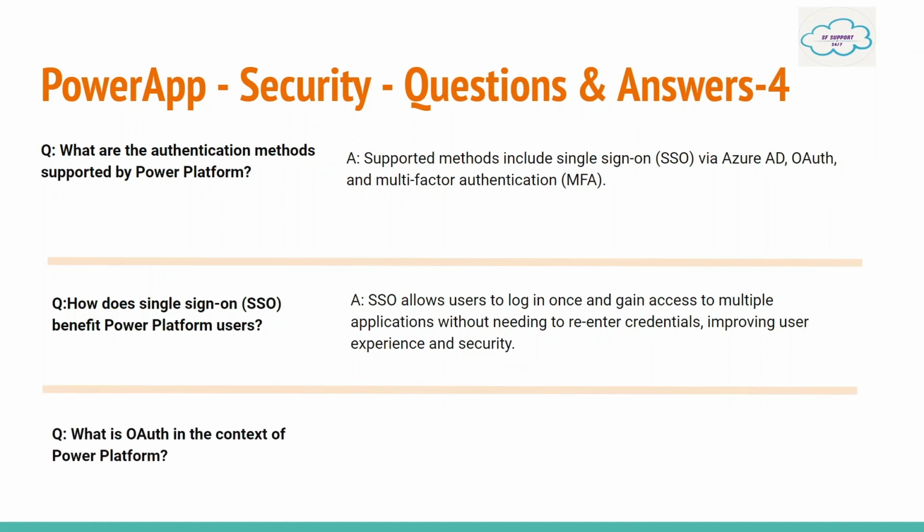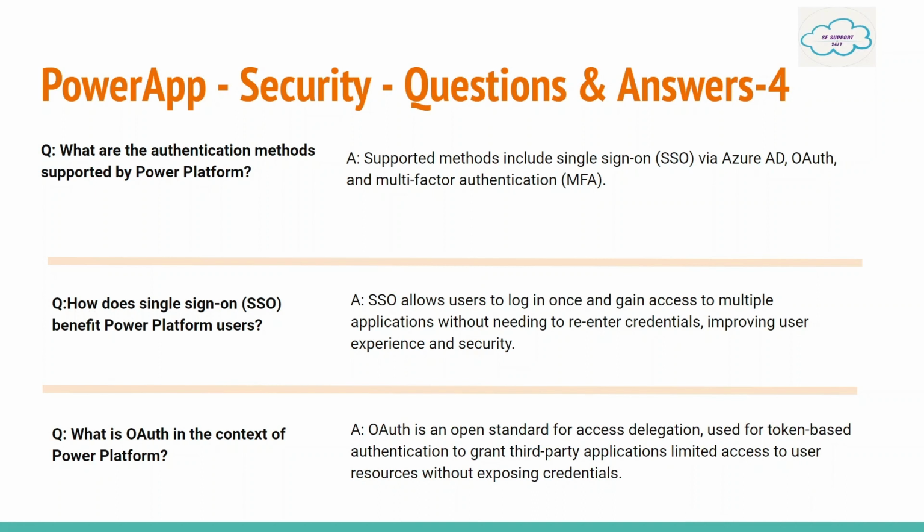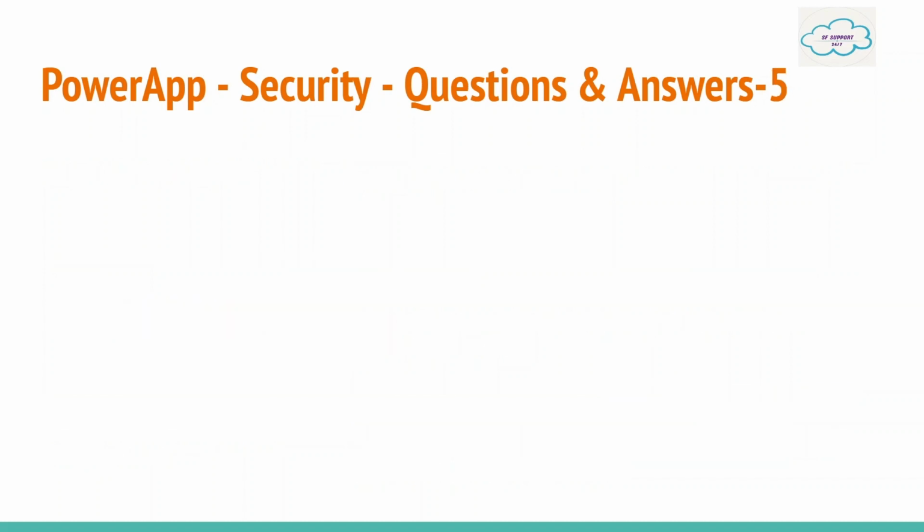What is OAuth in the context of the Power Platform? OAuth is an open standard for access delegation used for token-based authentication to grant third-party applications limited access to user resources without exposing the credentials. So OAuth works without exposing the username and password. It's an open standard, and Power Platform supports it. Next question.